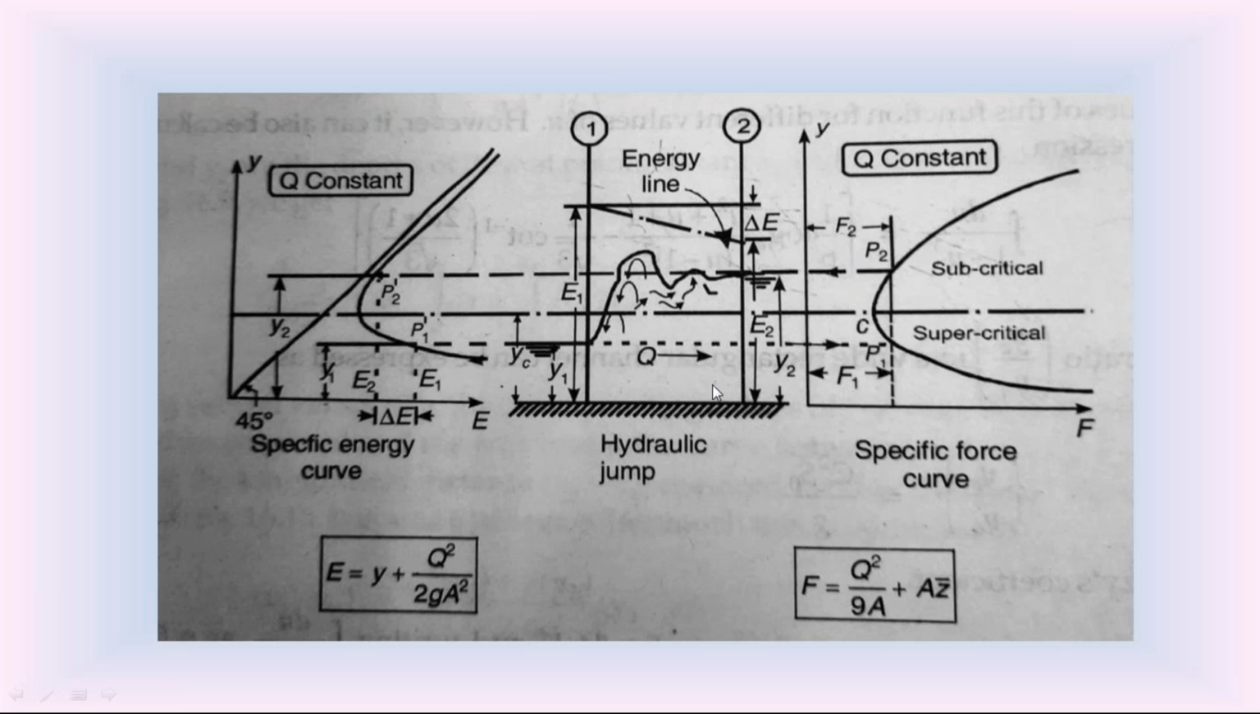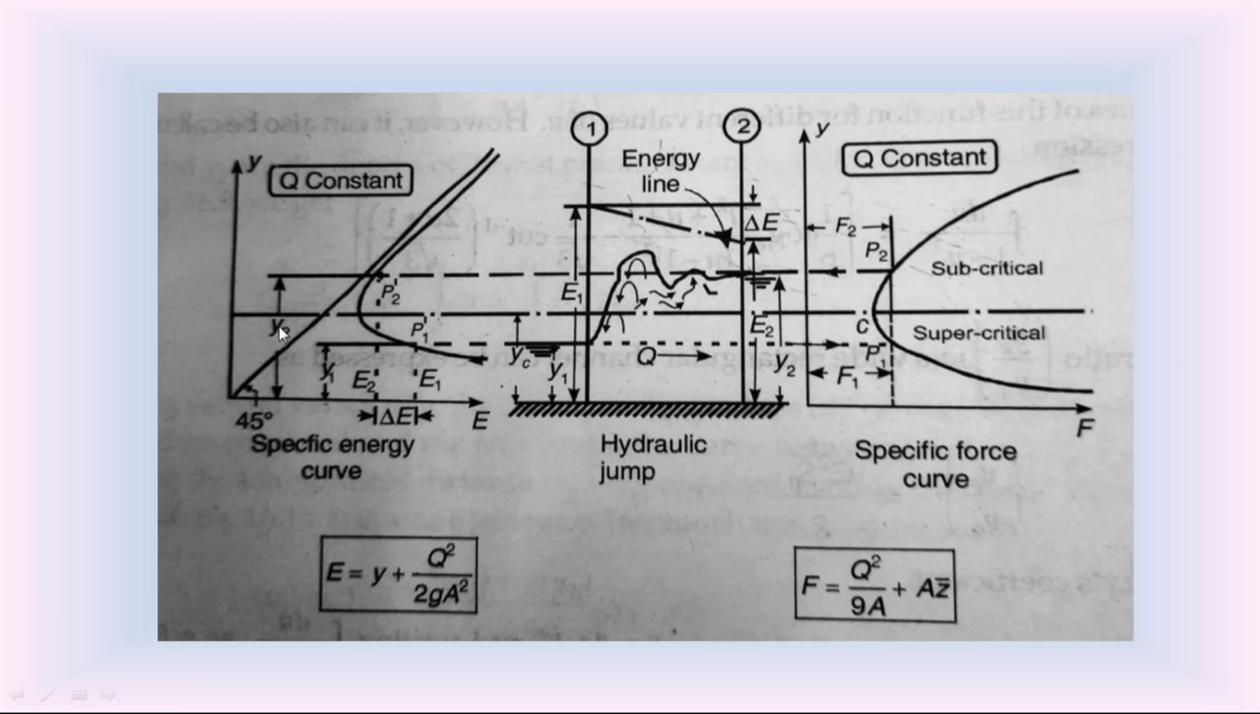These two depths y2 and y1, having the same specific force F1, F2, are known as the conjugate depths. In this hydraulic jump, the two depths y2 and y1 having the same specific force are known as the conjugate depths.